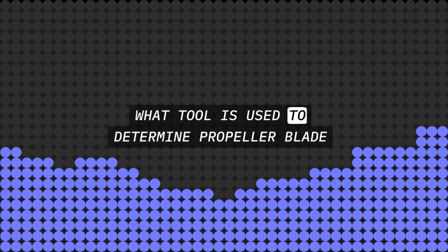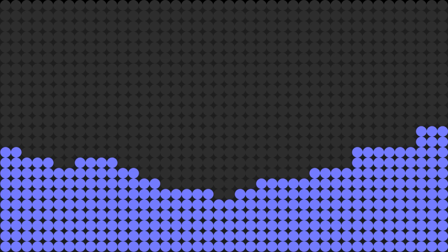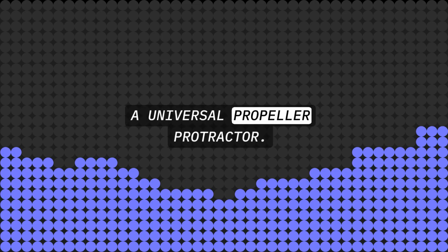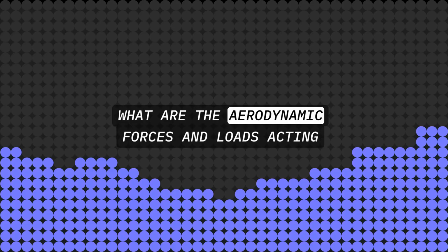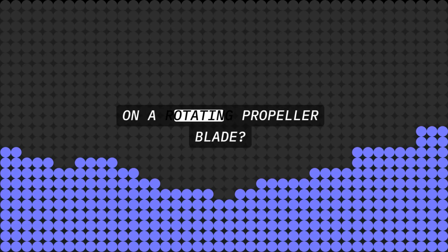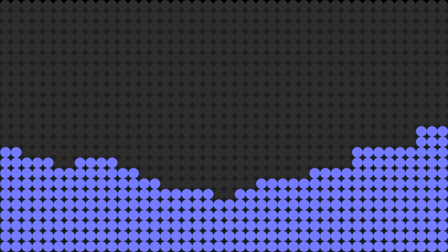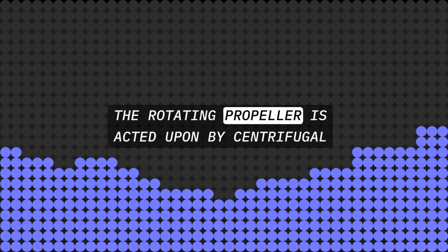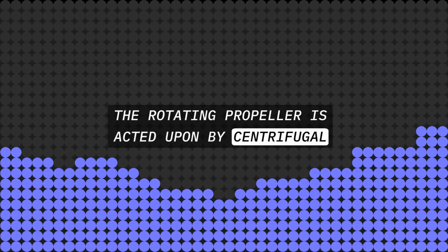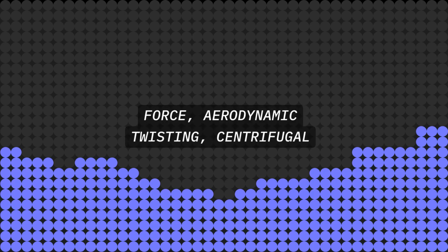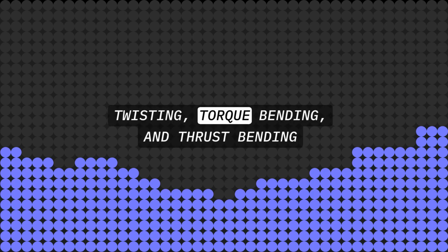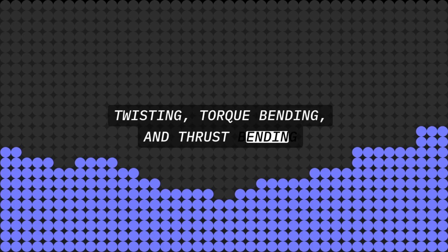What tool is used to determine propeller blade angle? A universal propeller protractor. What are the aerodynamic forces and loads acting on a rotating propeller blade? A rotating propeller is acted upon by centrifugal force, aerodynamic twisting, centrifugal twisting, torque bending, and thrust bending forces.